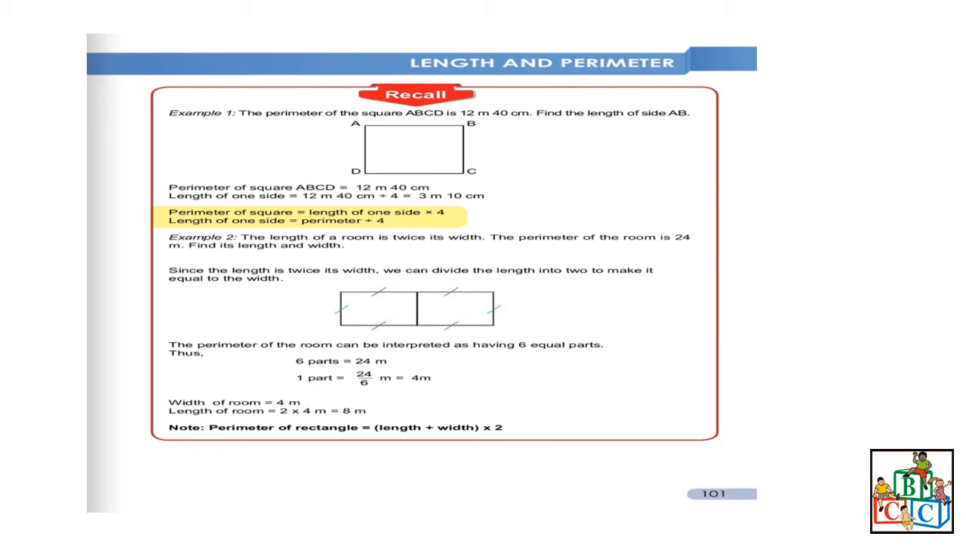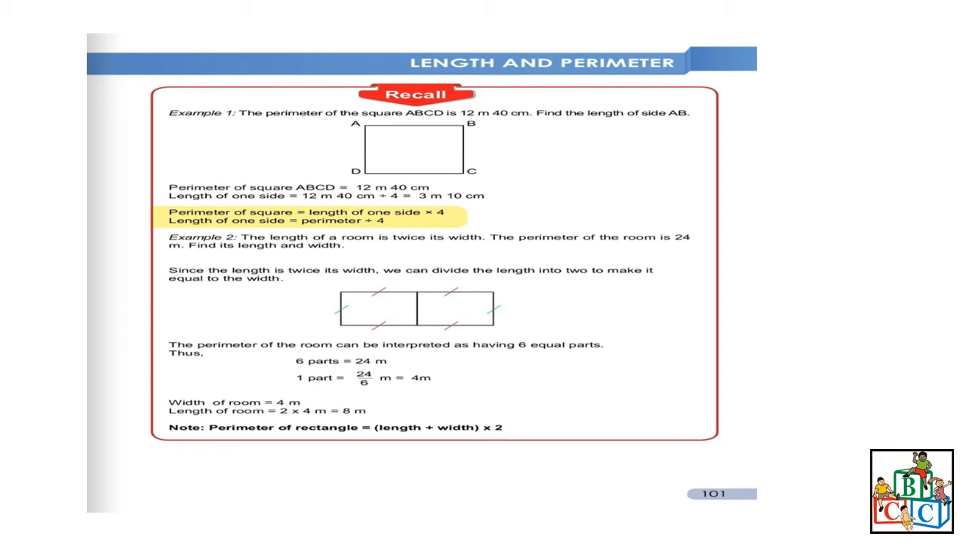Okay, as in your book, this is a square ABCD. You will have to find the sides. So as you know, in squares, all the sides are equal. So it will be much easier to find the sides. So how did they find out the perimeter? So they are going to add all the sides, all the four sides.